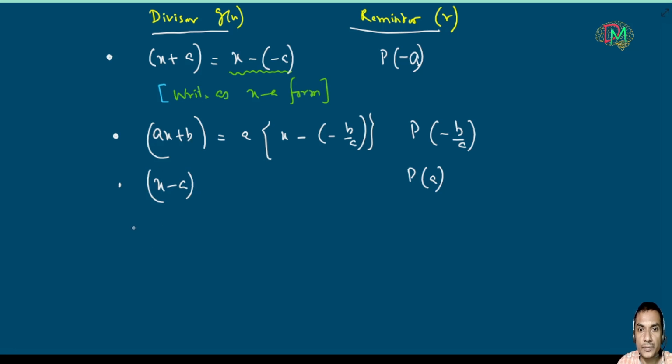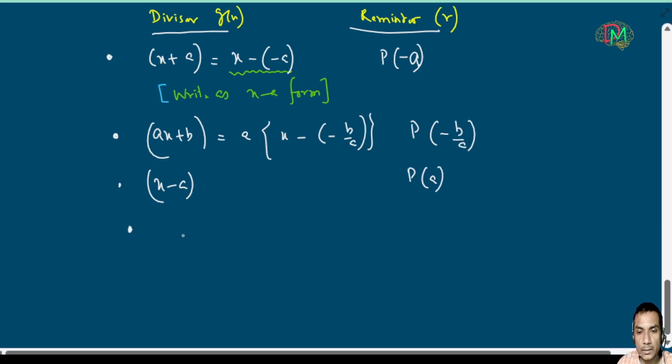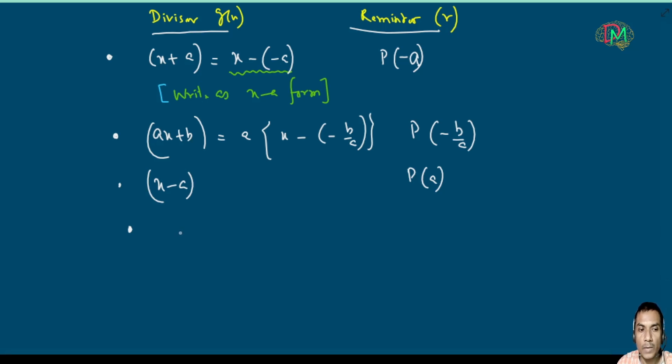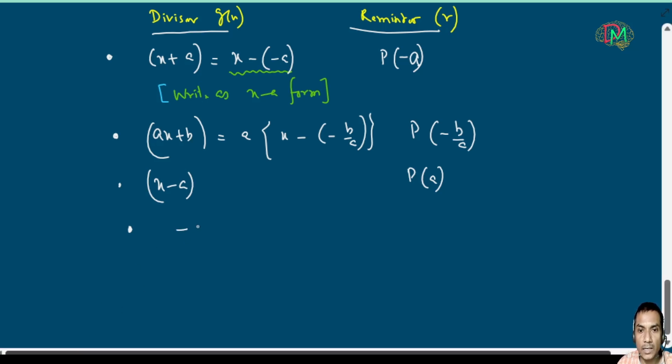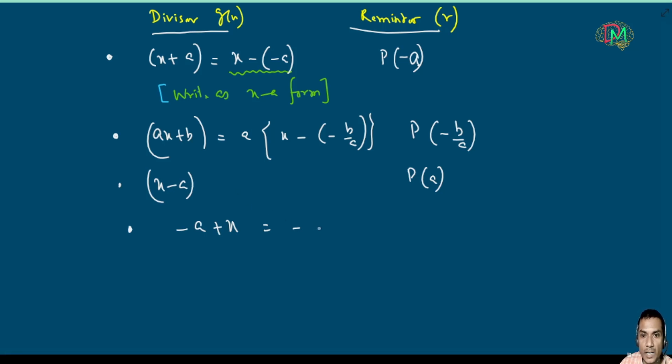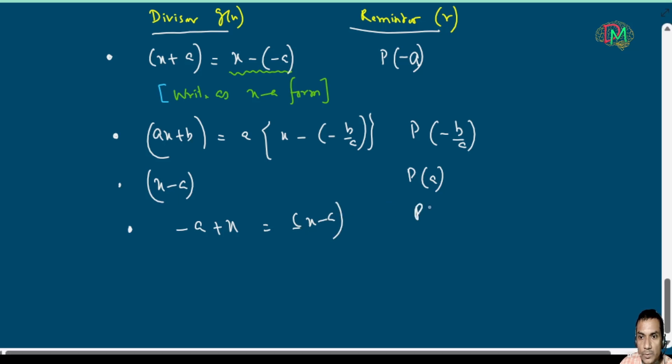Next, if you write it as minus a plus x, what do you have to do? Again, you write it first, the same way. This is the same, right? Minus a plus x is also the x minus a form. Clear? Okay.